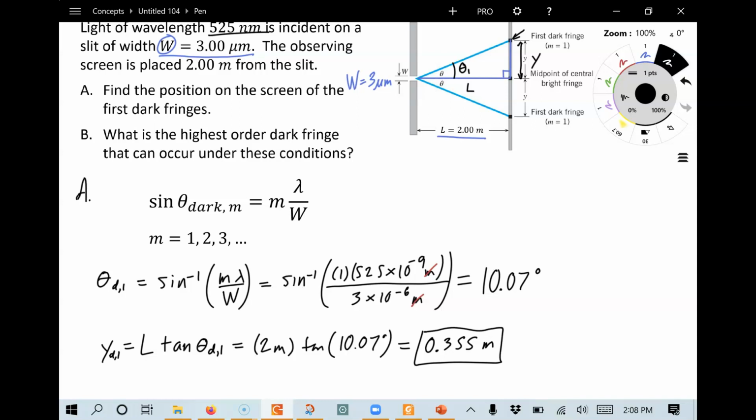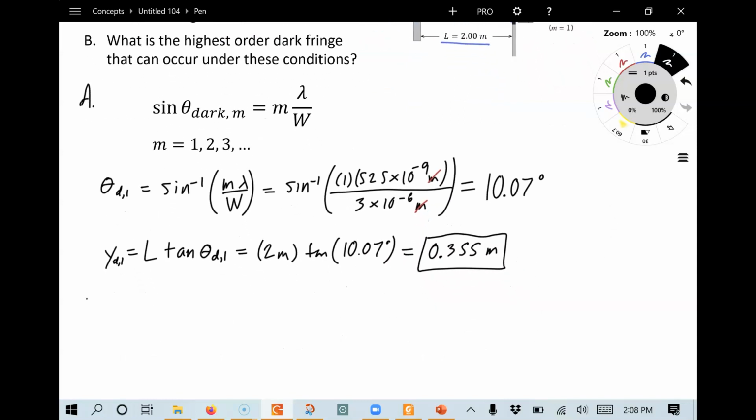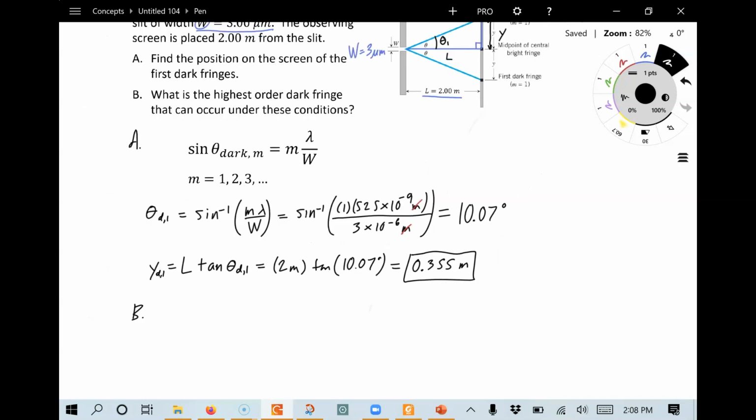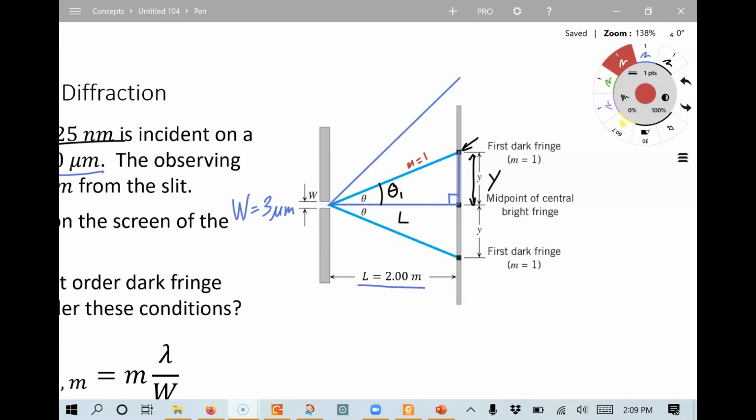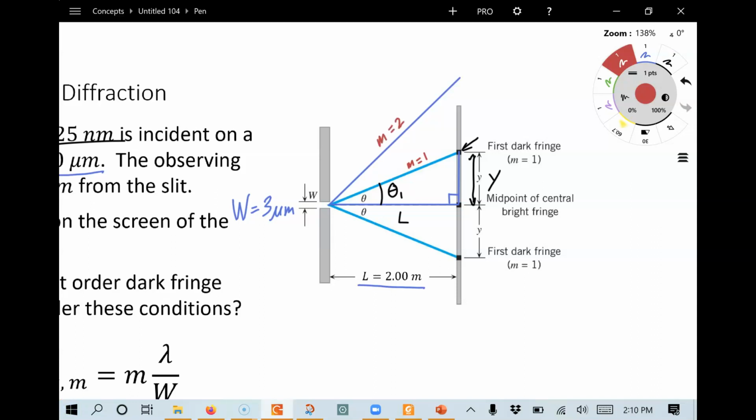Now for part B, it says, what is the highest order dark fringe that can occur under these conditions? So notice if we go back to the picture, we'll look at it for a second, right? This was our m equals 1. And as we go to higher and higher m values, we're going to be moving further away. Some of these might not even hit the screen. So maybe this is, say, m equals 2, right?